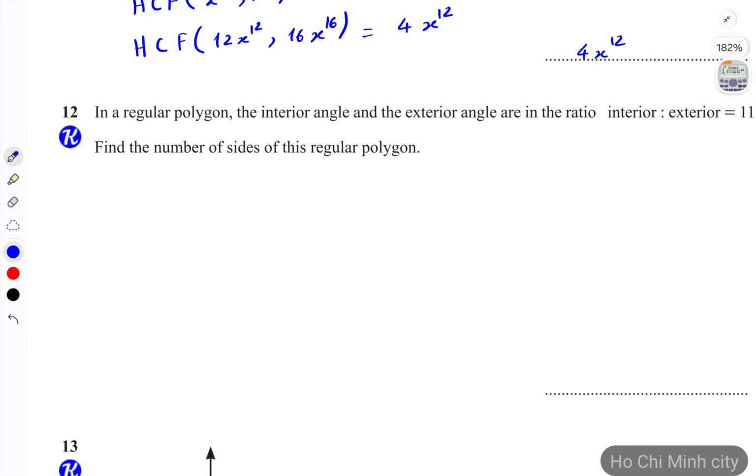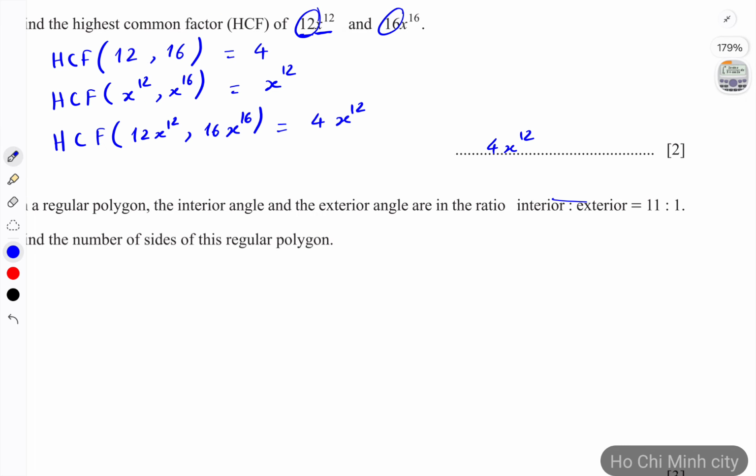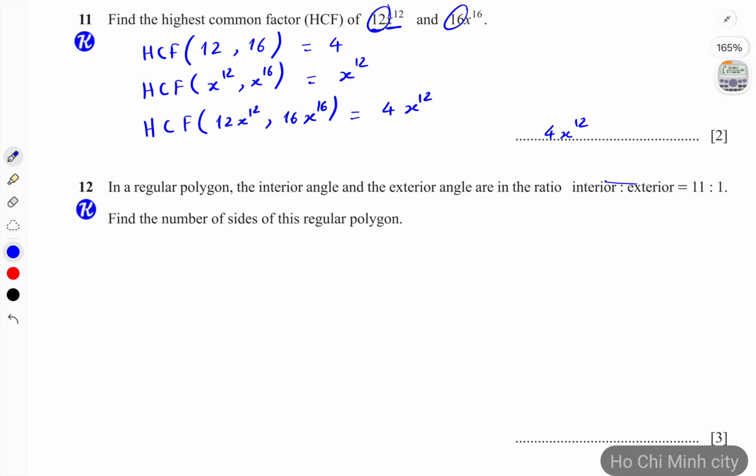In a regular polygon, the interior angle and the exterior angle are in the ratio that is interior divided by exterior is going to be 11 divided by 1. So we will write the ratio in the form of a fraction. So interior divided by exterior is 11 divided by 1. So we need to find the number of sides of this regular polygon.